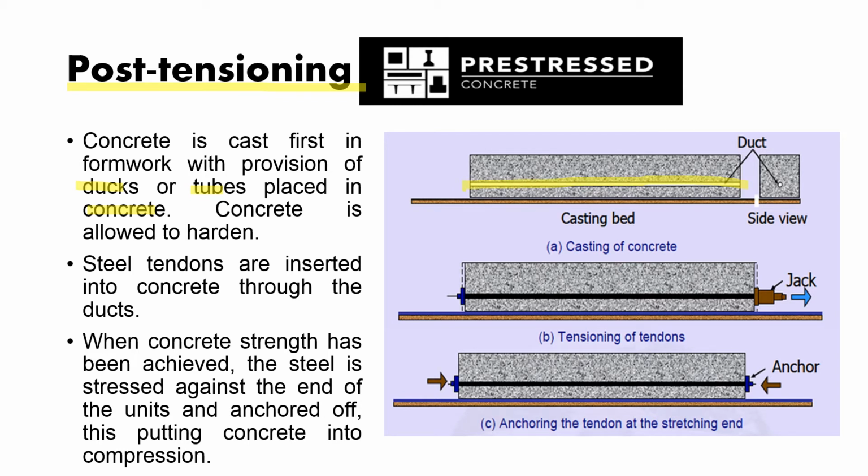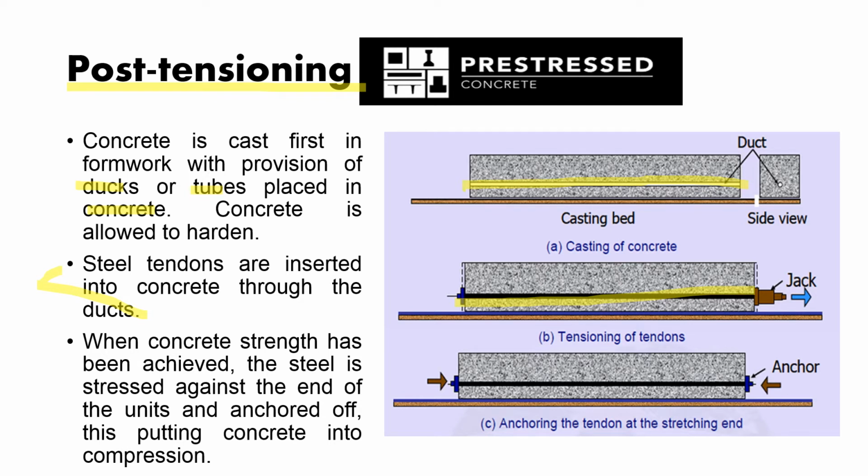So once the concrete hardens, the steel tendons are inserted into the concrete through the ducts. Okay, so this is number 2. Once it's hardened, the steel tendon will be inserted into the concrete, through the ducts, by using the hydraulic jacks.